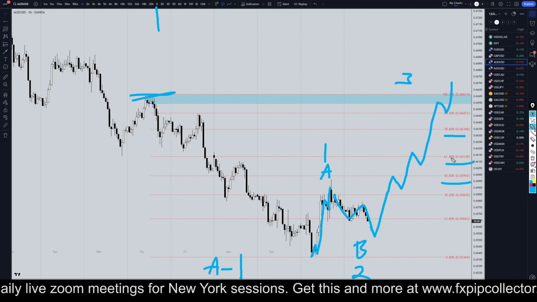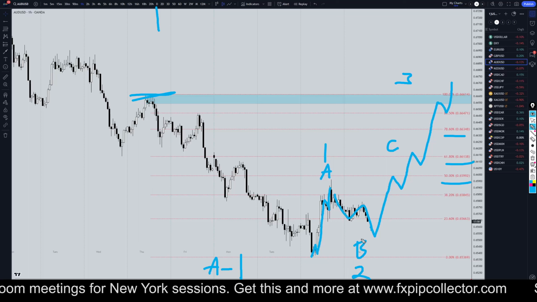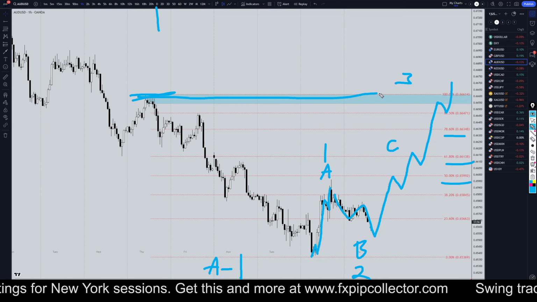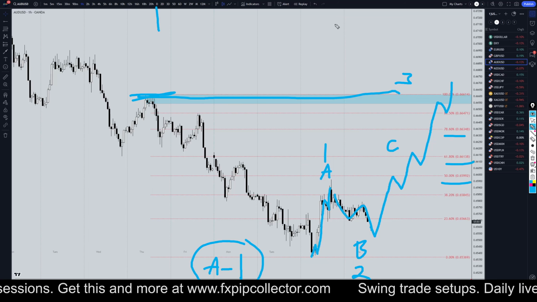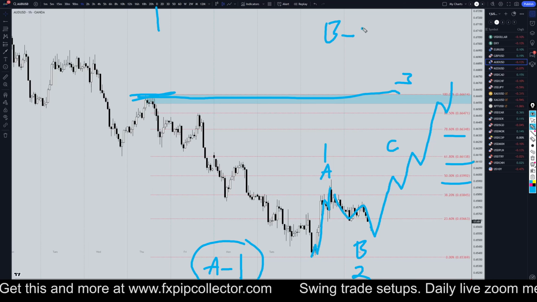So for me personally, I'm still kind of looking for shorts. I'm still paying attention to my Fibonacci levels for a possible wave C, or I'm waiting for a break of structure to confirm that this A or 1 is over, so that way we can start looking for longs for the wave B or the wave 2.